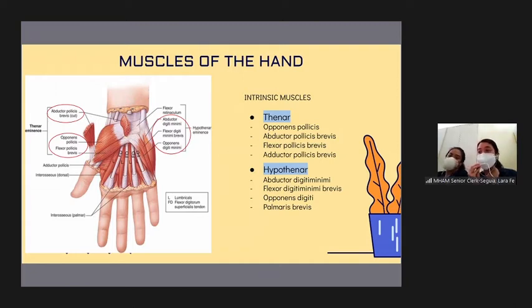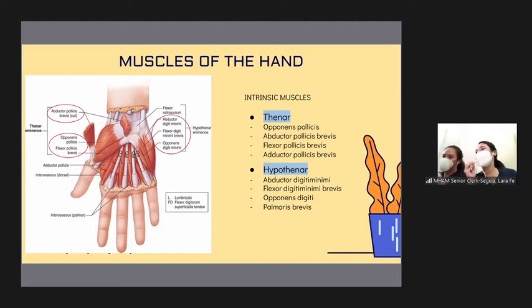The second one is your flexor digiti minimi brevis. Its action is it flexes the proximal phalanx of the little finger, and it is innervated by the deep branch of your ulnar nerve. And the opponens digiti minimi, which opposes the little finger, is innervated by the deep branch of your ulnar nerve. Then the last one is your palmaris brevis, which wrinkles the skin on the medial side of the palm, and it is innervated by the deep branch of your ulnar nerve.